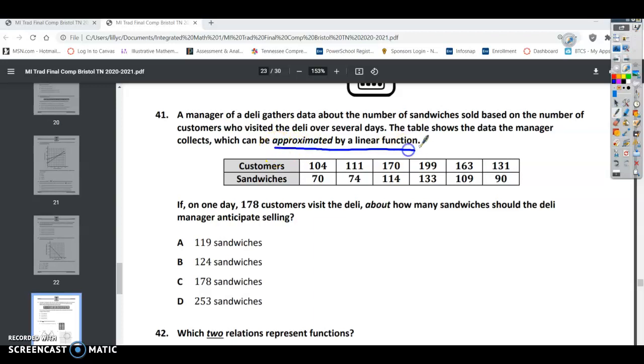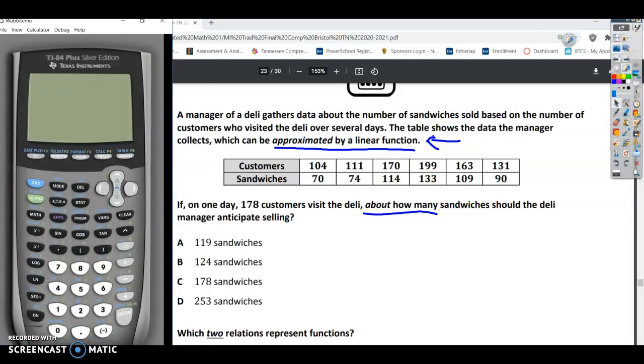All right, so linear function, that's what we've worked with all year. If on one day 178 customers visit the deli, about how many sandwiches should the deli manager anticipate selling? So the first thing we need to do is take the fact that we know this is going to be a linear function and take the data and plug it into our calculator. And let's write an equation.